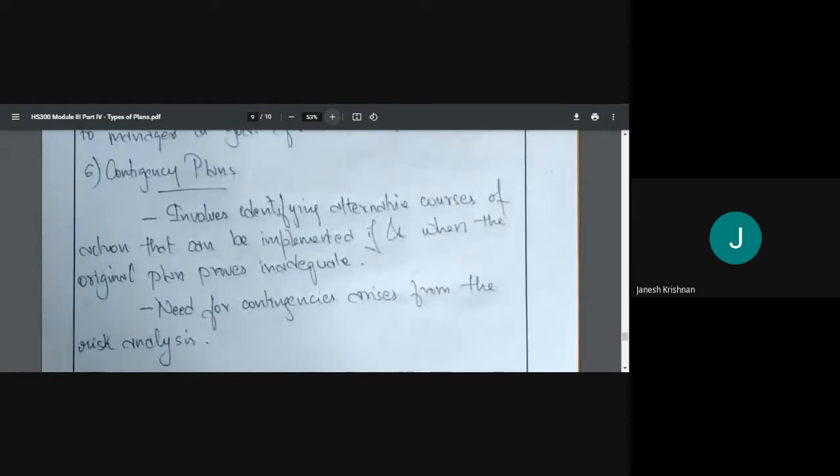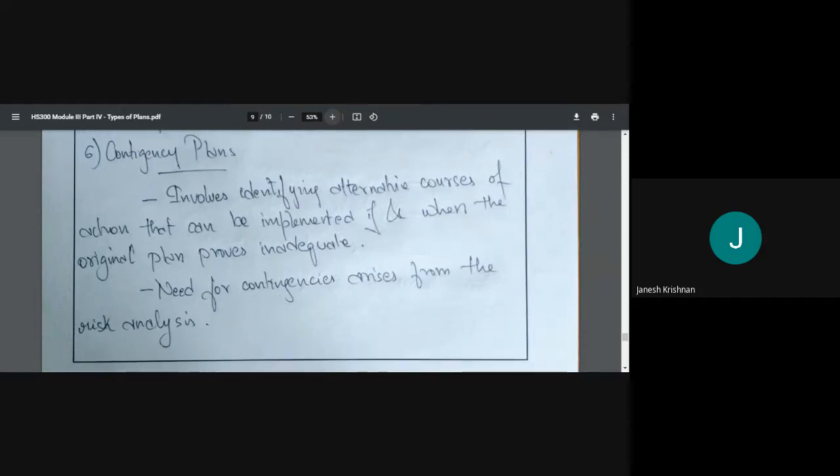The last one is contingency plan. The contingency plan involves identifying alternative courses of action that can be implemented if and when the original plan proves inadequate. See, the example is better. Whenever you guys are going for a tour, your parents will give you some amount, right? They give you pocket money for your expenses. Okay? And right before you're going, they'll give you some more amount. Okay? And say, don't spend this, I need it back. It is for emergency only.